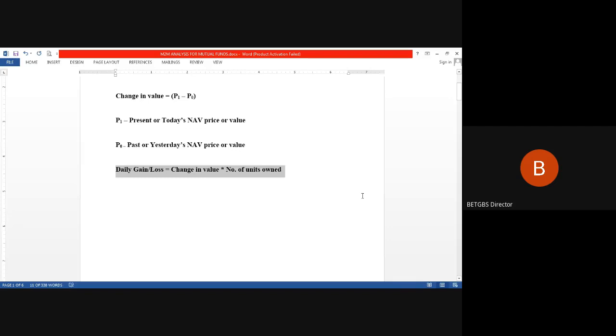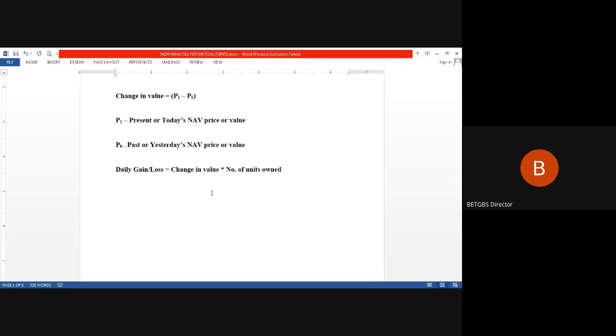Then how do we calculate daily gain and loss? We have to do it on an aggregate basis. The change is calculated on a unit basis, but daily gain and loss will be calculated on the aggregate basis. We have calculated the change in the value of your NAV, and we know the number of units we own. So we multiply these, and we get the daily gain and loss. This is how M2M analysis is done for mutual fund investments.